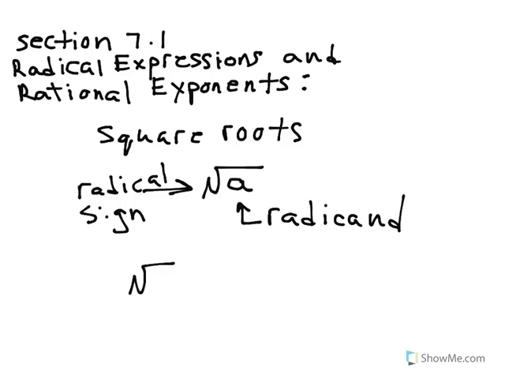Example, square root of 49. 49 is the radicand. The square root of 49 is 7. In this example, square root of -4. We cannot take the square root of a negative number.